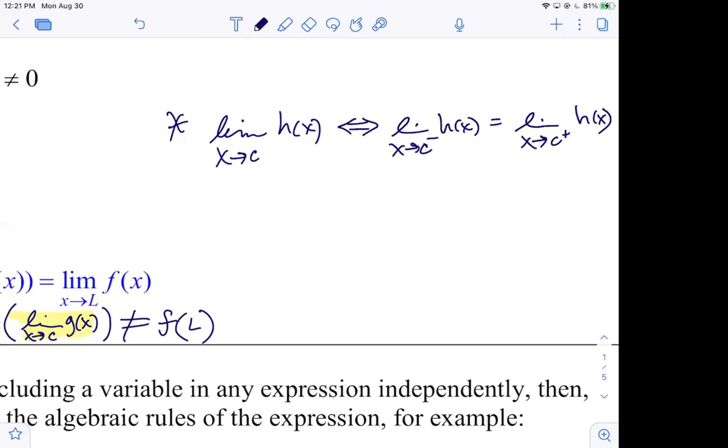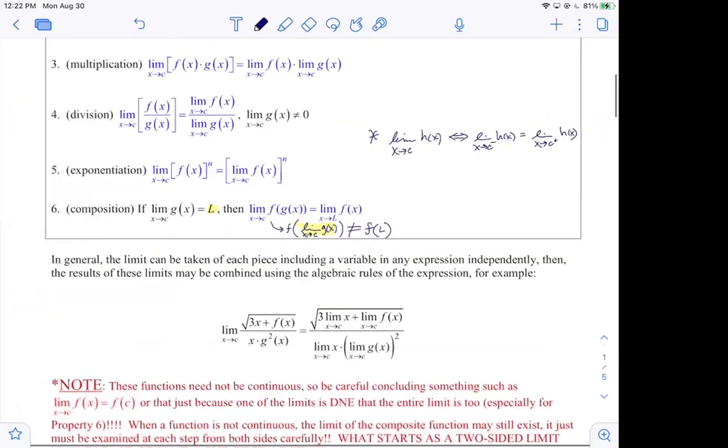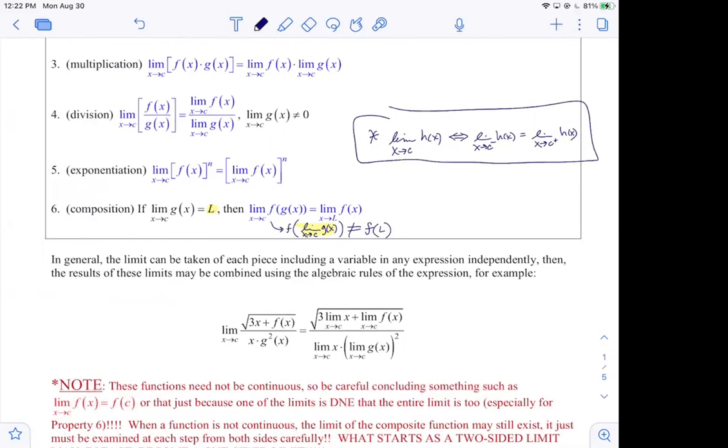This is going to be important, especially because you're going to get these pieces where it appears that the limit of one part doesn't exist. But if you look at them separately from the left and right, all the way through, especially on the composition, you can actually have the limit of the whole thing existing, even though one of the limits doesn't exist. I'll show you what that means. Okay, this is something new that I'm emphasizing this year.